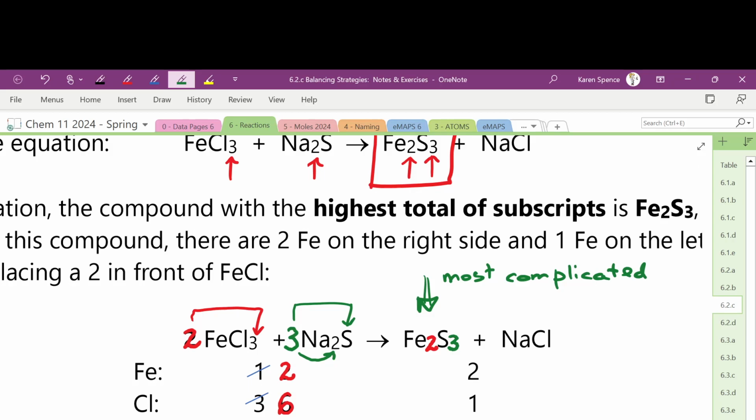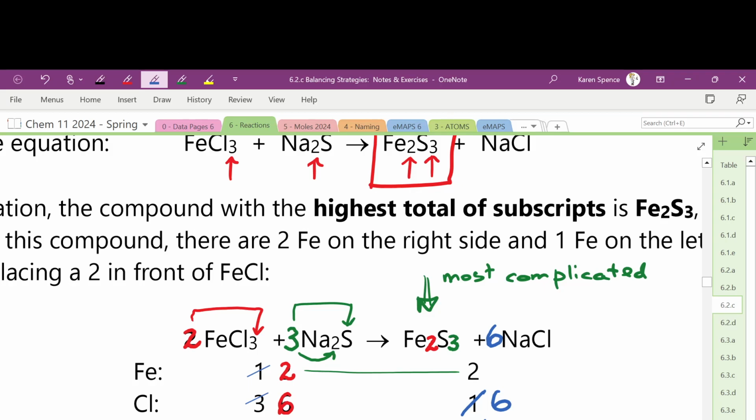And generally what will happen is that you'll look at it and you'll say, the iron is now okay, the sulfur is now okay. All I need to fix is the sodium and the chloride. Can I fix them by putting a coefficient on one of the products? Yes. And you'll just need one coefficient and it will fix both of them. And that'll give you a 6 and a 6.